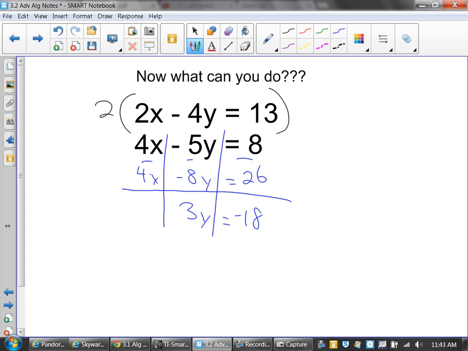All we're doing here is getting the same coefficient, the 4s. Since they're the same coefficient with the same sign, in order to eliminate them, I subtract the two equations. That gives me 3y is negative 18. What's y?